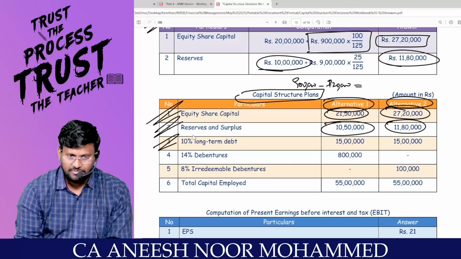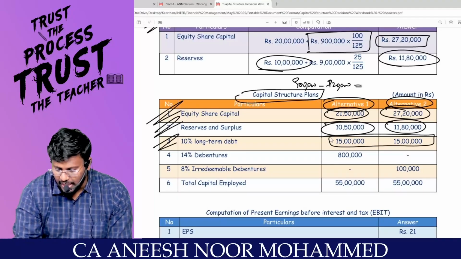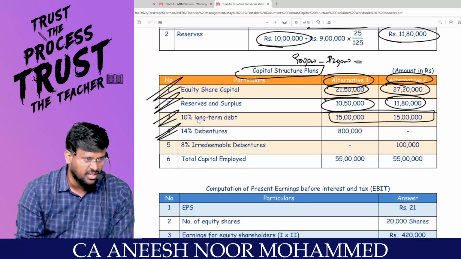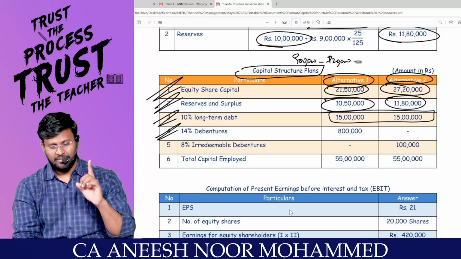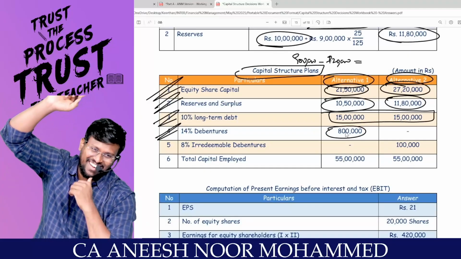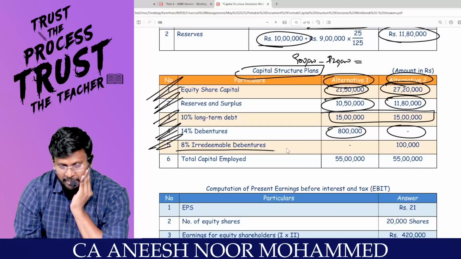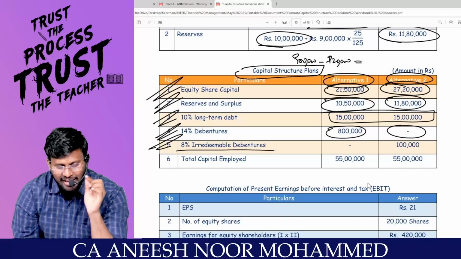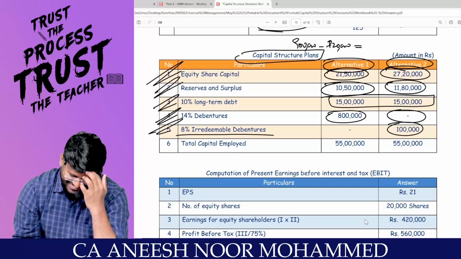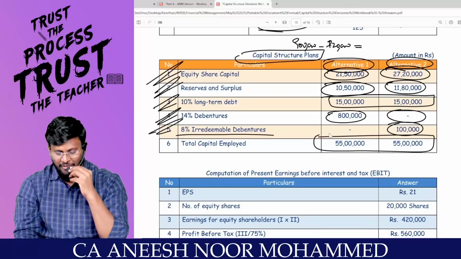10% debt, already given, 15 lakh, 15 lakh. All is existing, will not change. 14% debenture, new, under option number 1: 8 lakh. That's premium, only redemption premium. 8% irredeemable debenture: 1 lakh, 10 lakh into 10%. Total capital employed. Tell me. 55 lakhs, 55 lakhs.